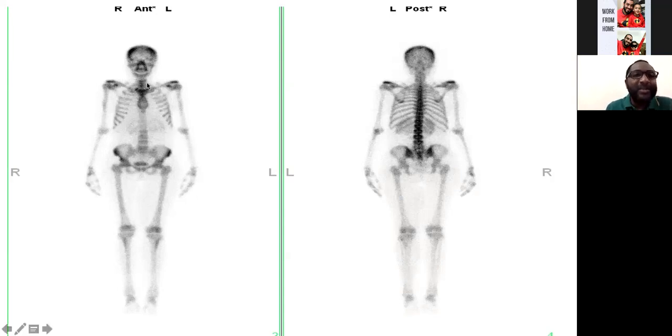So the closer an organ is to the camera head, the more activity comes out and the more it becomes hot. How you interpret a bone scan depends on your preference, but the important thing is to be consistent. You can either report from head to toe, or from right to left, or anterior to posterior. Whichever technique you decide on, please be consistent.